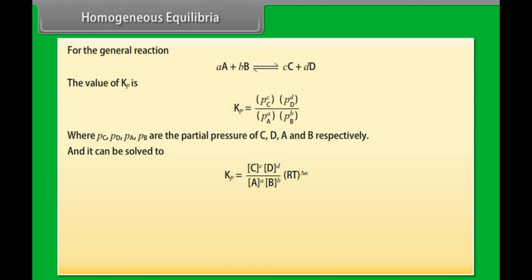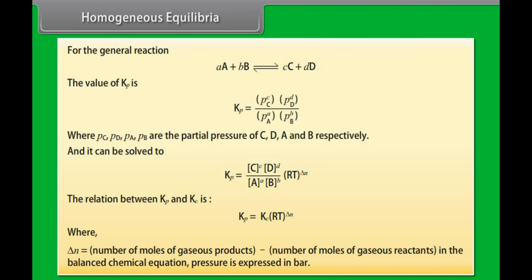to give the relation between Kp and Kc: Kp is equal to Kc into RT raised to the power delta N, where delta N is equal to the number of moles of gaseous products minus the number of moles of gaseous reactants in the balanced chemical equation. Pressure is expressed in bar.